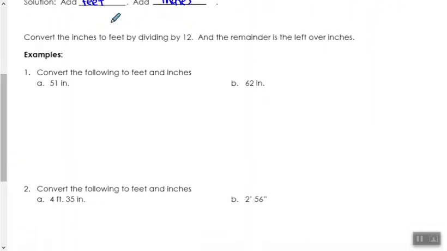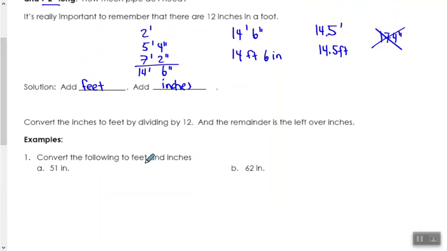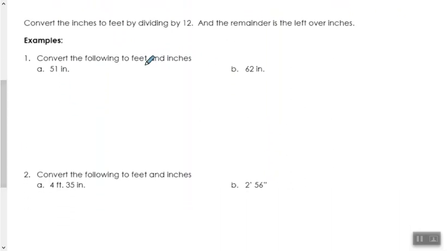Next. For this one, I am specific. I don't want it in feet. I want it in feet and inches. So not 14.5. I would want feet and inches to both be clear in my answer. So the easiest way to do that is to ask, okay, how many full feet do I have in 51 inches?